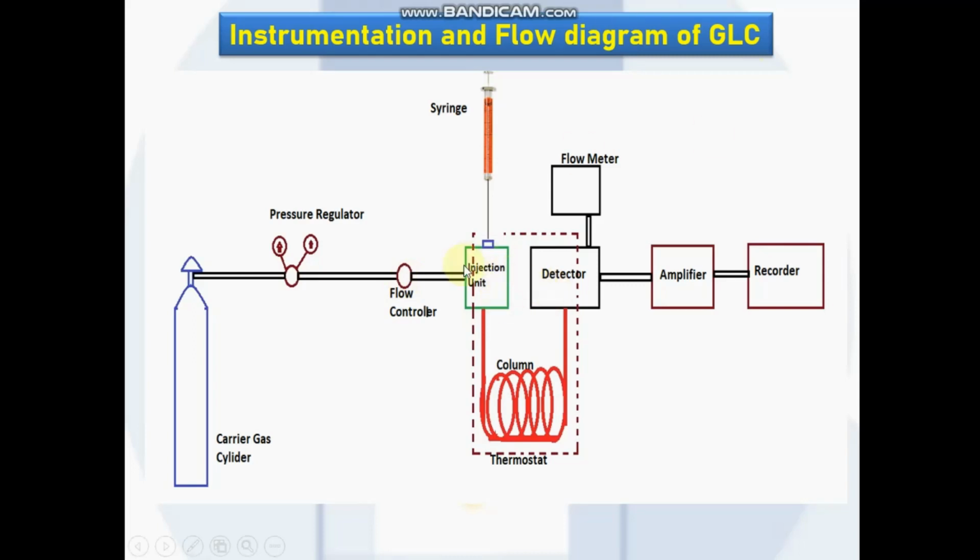Here, a sampling unit or injection unit is attached to the column head. Since the sample should be in vaporized state, the injection unit is provided with a thermostat that helps to maintain the desired temperature above the boiling point of samples. Gaseous samples may be introduced by a gas-tight hypodermic needle. For liquid samples, syringes may be used.